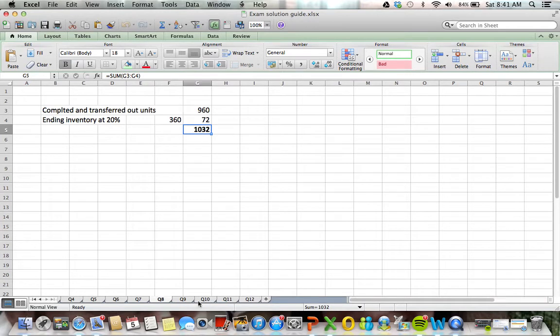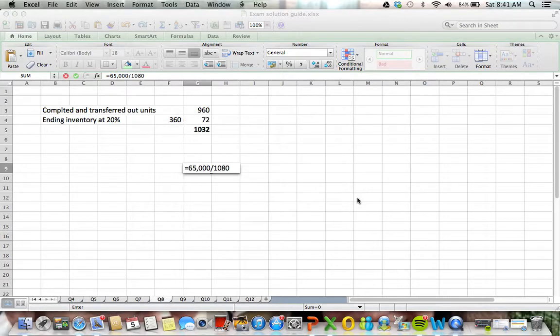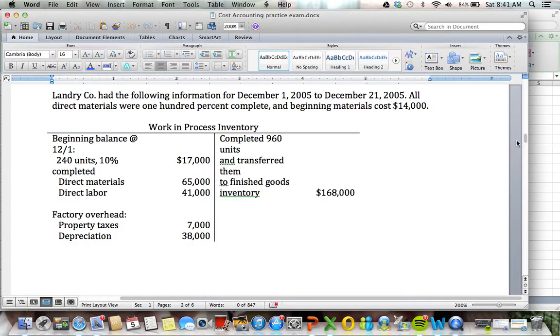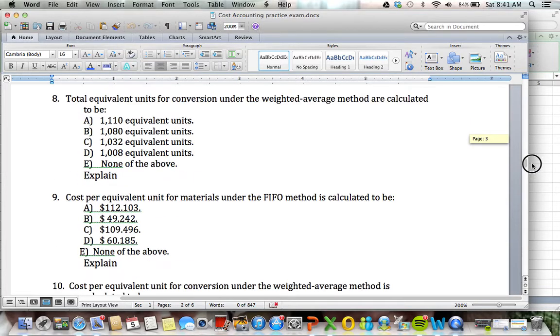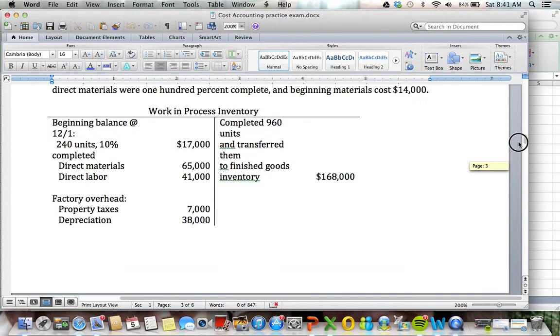So we had 65,000. Could do it right here. That's the cost of the materials, and we divided by the equivalent units, which we got already. And we get 60.19. So the answer here is going to be D, because we're just using them. It's for materials, and the cost per equivalent unit is your total cost of materials, which is 65,000, divided by the units, which we already have, 1080.